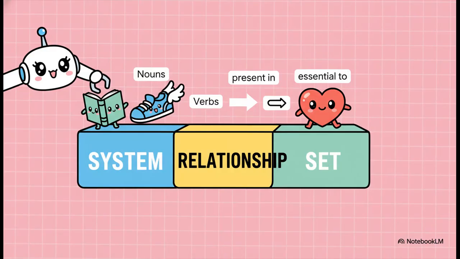And this is why the formula is so cool. You can tweak any one of those pieces and you get a totally different claim. For instance, change the system from nouns to verbs, or change the relationship from are present in to are essential to. Each change creates a whole new, super specific idea you can actually go out and investigate.